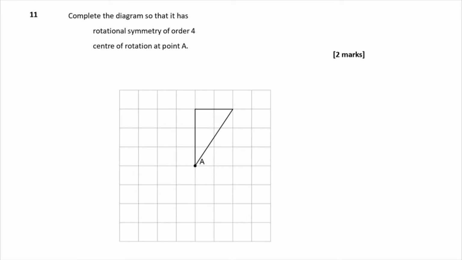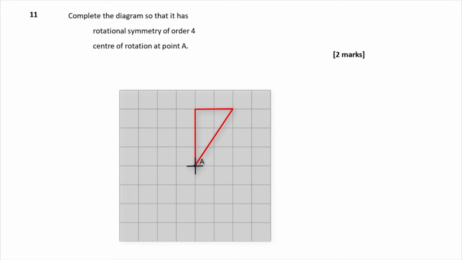Question 11, complete the diagram so that it has rotational symmetry of order 4, center of rotation at point A. Okay, so what I would suggest you do in a question like this is put your hand up and ask the invigilator for a sheet of tracing paper. Then trace your shape on the tracing paper. I recommend putting a little cross in the center of rotation to help you know when you've turned 90, 180, 270, 360 degrees.